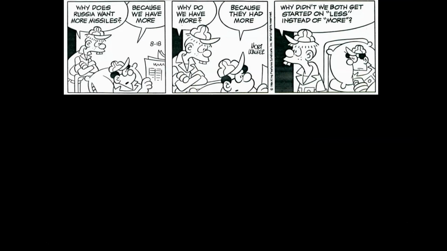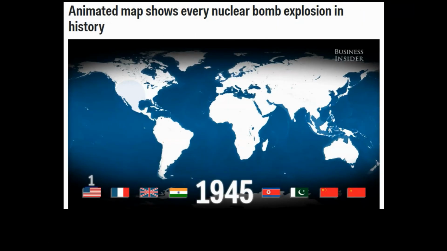As I said, it's the nanny nanny-boo-boo war. Why does Russia want more missiles? Really should say Soviet Union, but because we have more. Why do we have more? Because they had more. Why didn't we both get started on less instead of more? It's a great and wonderful thing in hindsight, but if we go back to the era of 1945, when the era of nuclear war or nuclear threat of war began, of course this is after the end of World War II with the atomic bombs being dropped on Hiroshima in Japan.